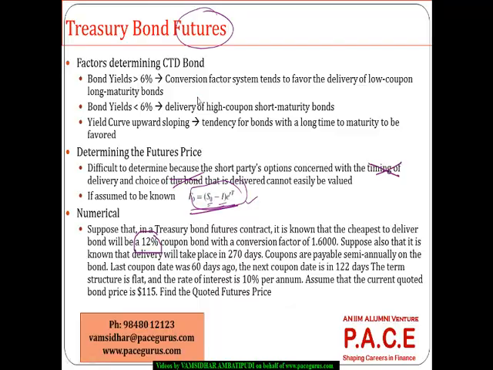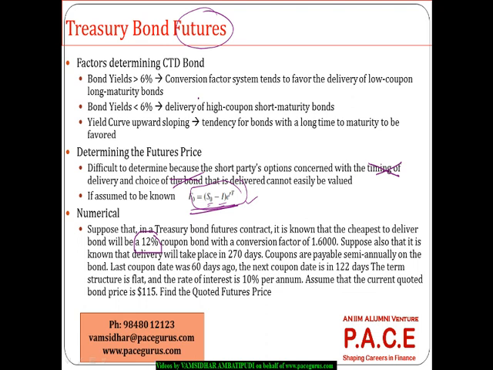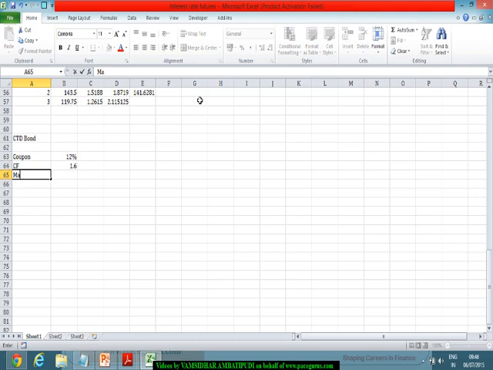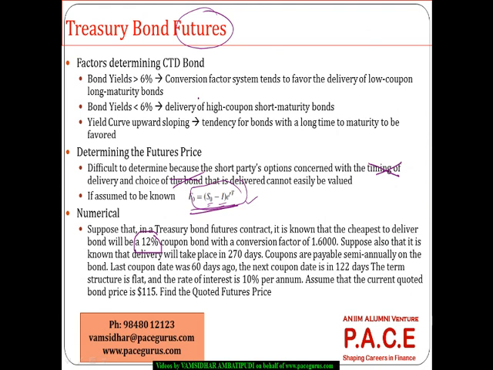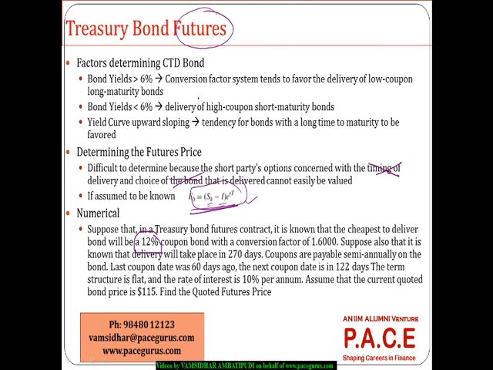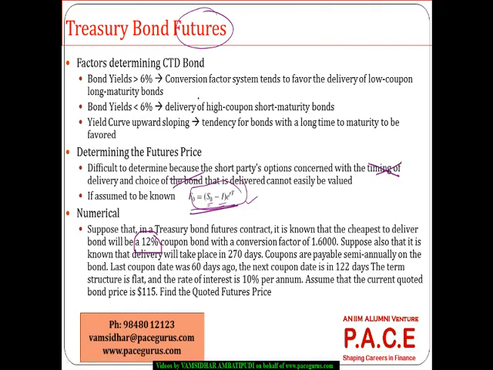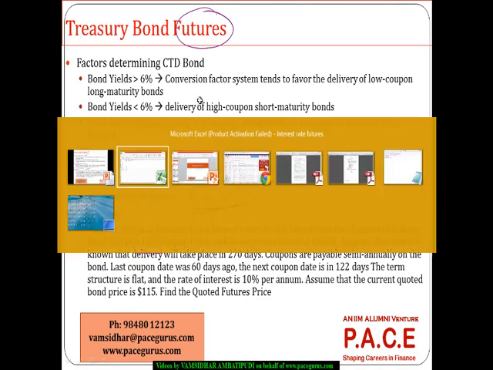For this CTD bond, the coupon is 12%, and the conversion factor is 1.6. It is also known that the delivery will take place in 270 days, so maturity for this bond is 270 days from now. Coupons are payable semi-annually on the bond. The last coupon was paid 60 days ago, which means the next coupon date is 122 days away. The term structure is flat. The rate of interest is 10% per annum. Assume that the current quoted bond price is 115.